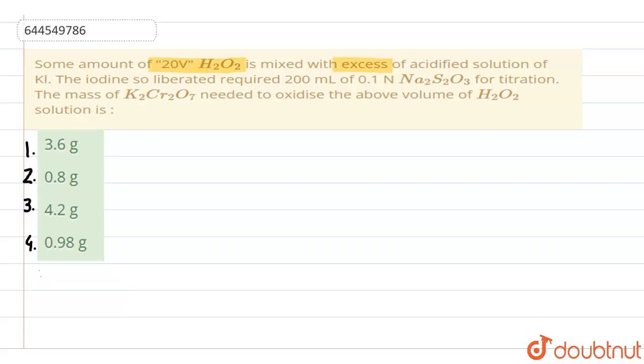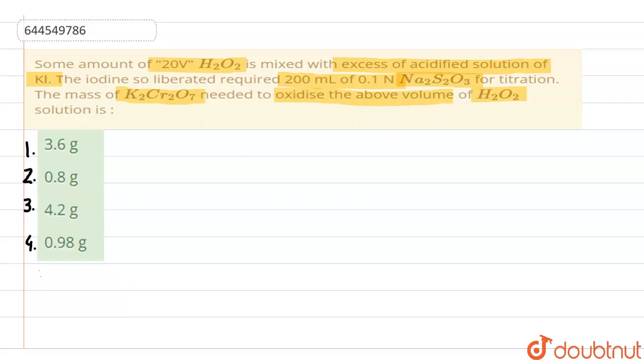We will be solving the question that says some amount of 20 VH2O2 is mixed with excess of acidified solution of KI. The iodine so liberated required 200 ml of 0.1 normality Na2S2O3 for titration. Now we have to find out the mass of K2Cr2O7 needed to oxidize the above volume of H2O2.